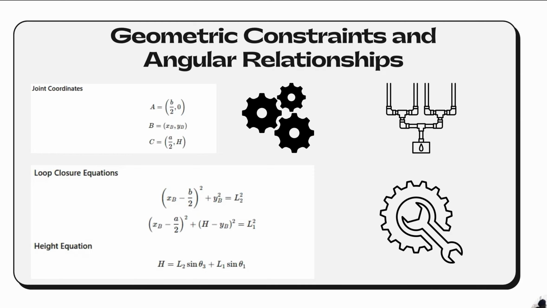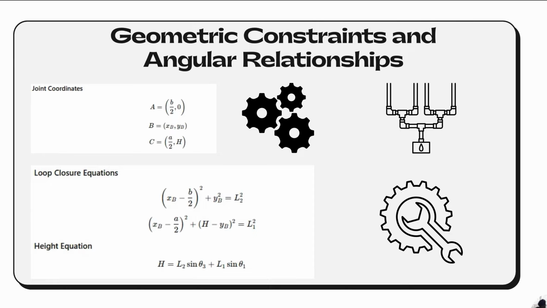Then the next slide is geometric constraints and angular relationships. After defining the input motion, we establish the geometric model of the mechanism, and a Cartesian coordinate system is placed at the center of the lower base. The positions of the main joints are described using coordinate geometry. Since the links are considered rigid bodies, their lengths remain constant throughout the motion, and this condition generates two loop closure equations that describe the geometric constraints of the mechanism.